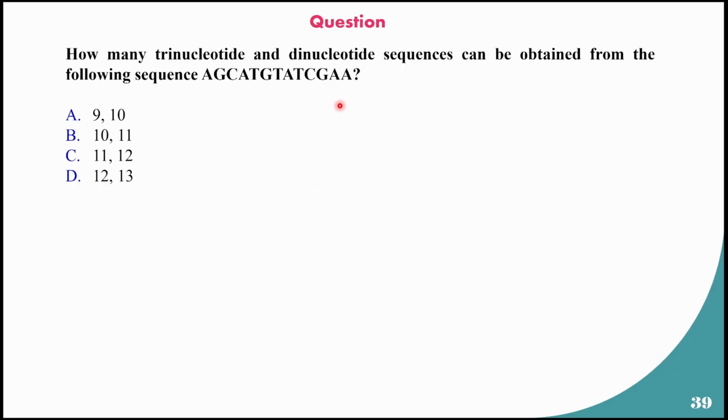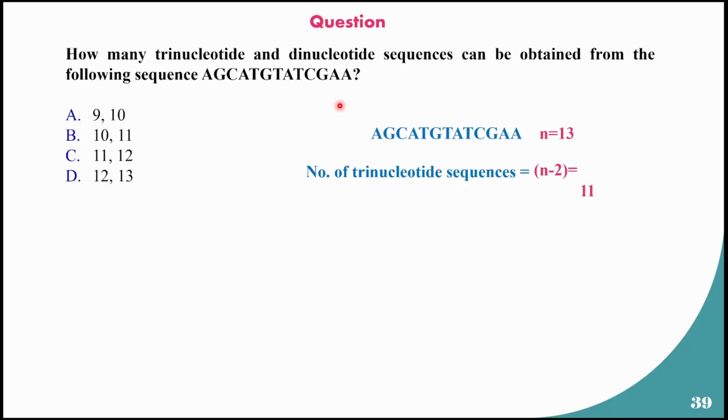Again, same problem is discussed in this question. Number of dinucleotide and trinucleotide sequences that you can get. Just remember the formula. Trinucleotide means n minus 2. Dinucleotide will mean n minus 1. Okay.